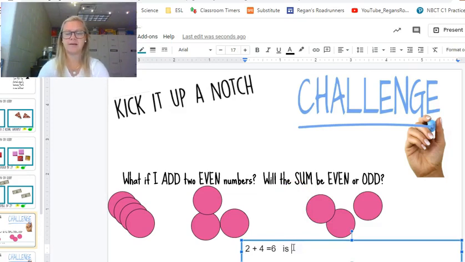6 is an even number. So even plus an even equals an even. Another way you might see that is E for even plus E for even equals E for even. All right, let's try one more.